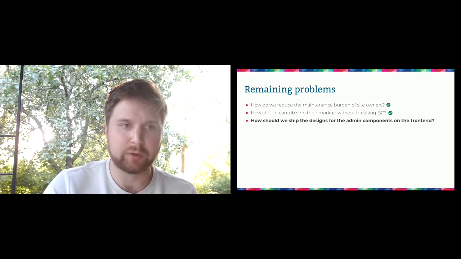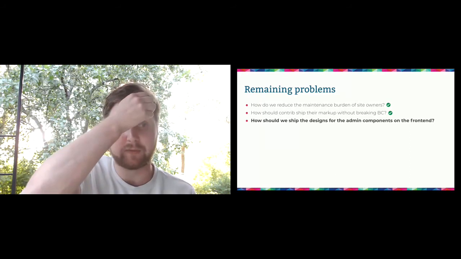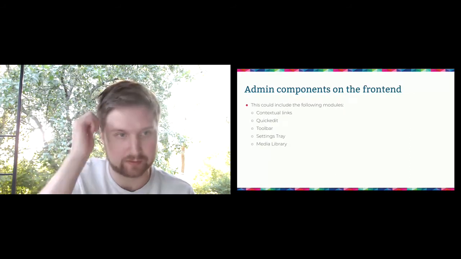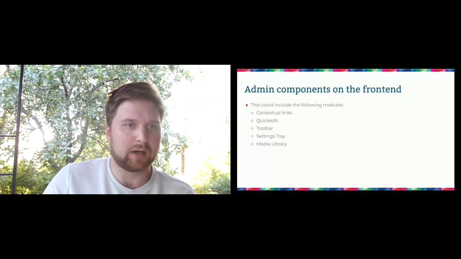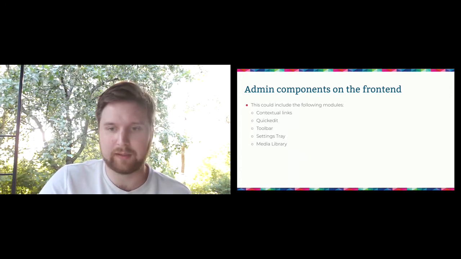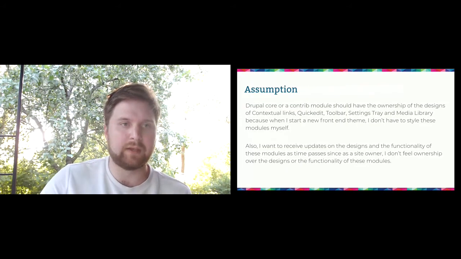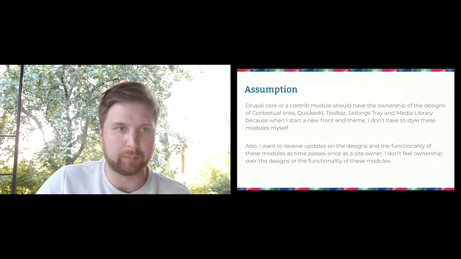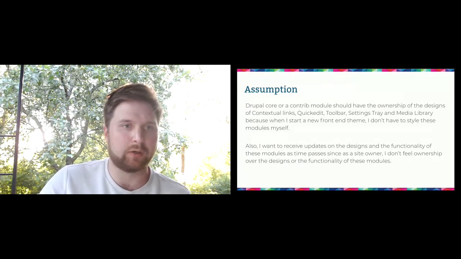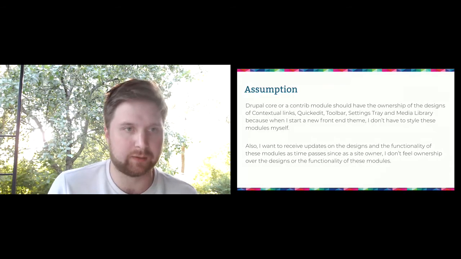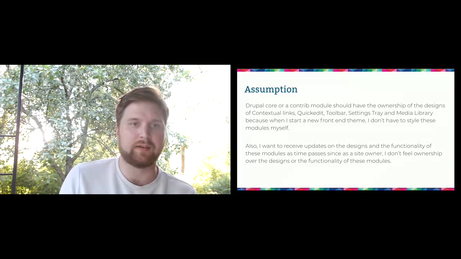And the third problem that we have is how should we ship the designs for the admin components on the front end? If you are unaware of what the admin components on the front end are, that could include contextual links, widget, toolbar, settings tray, and media library, for example. And here's an assumption that I have about the admin components. This is that Drupal core or contrib modules should have the ownership of the designs of contextual links, quick edit, toolbar, settings tray, and media library.